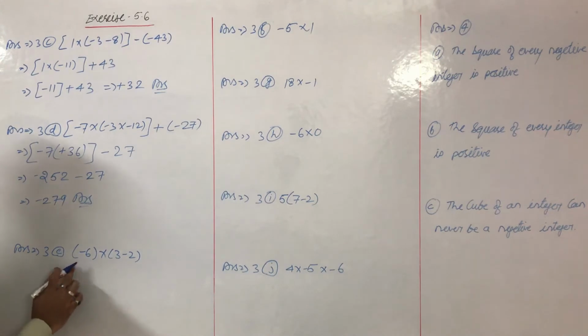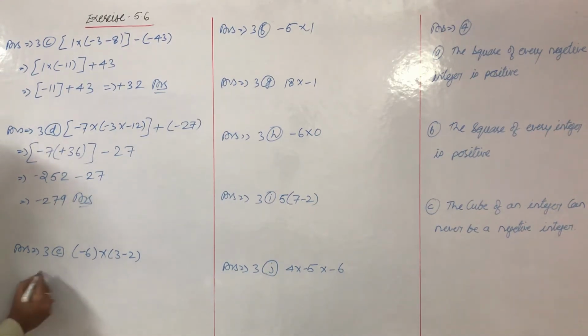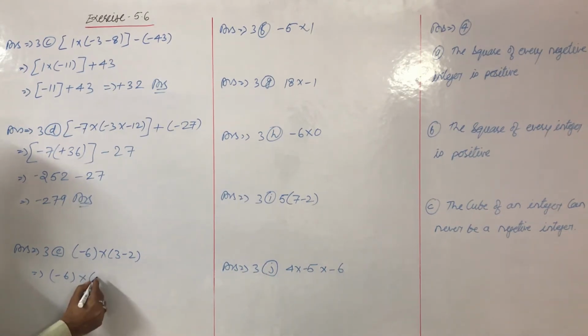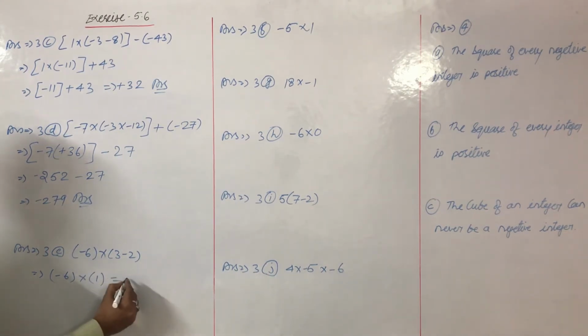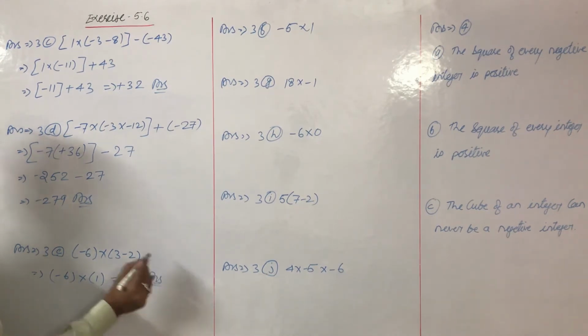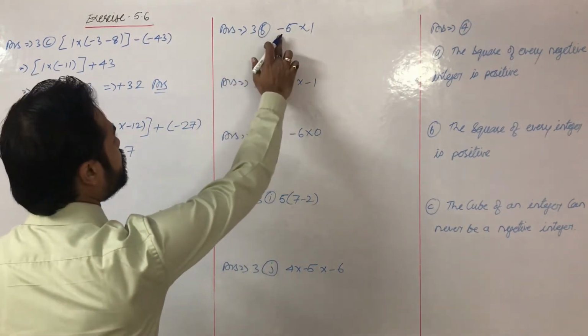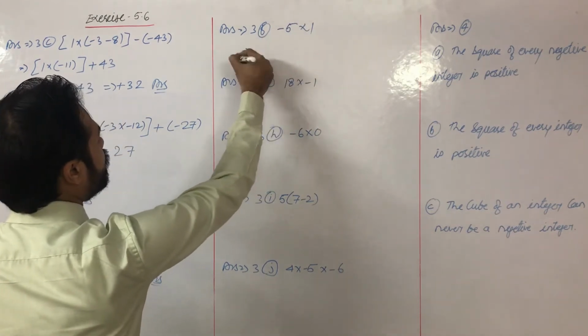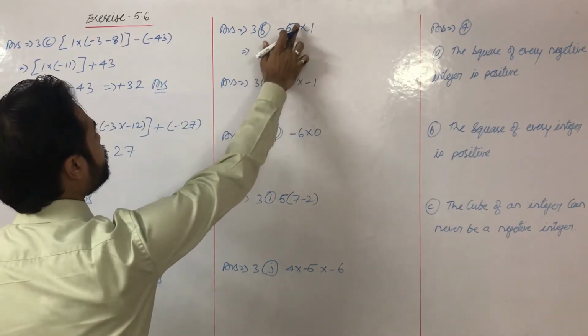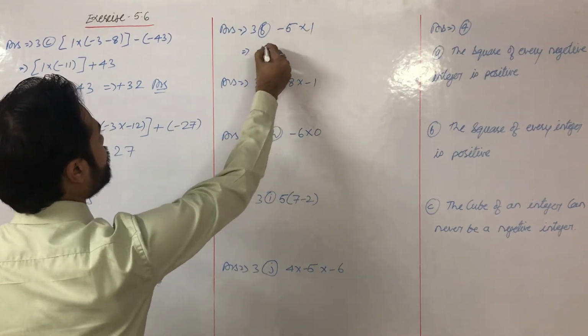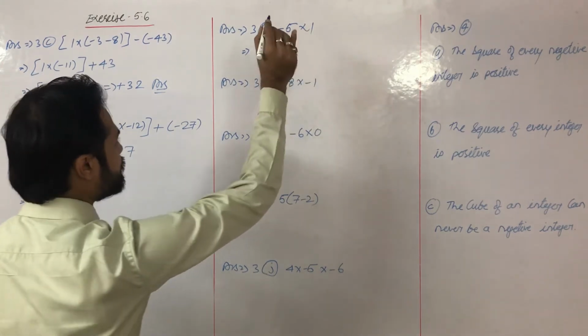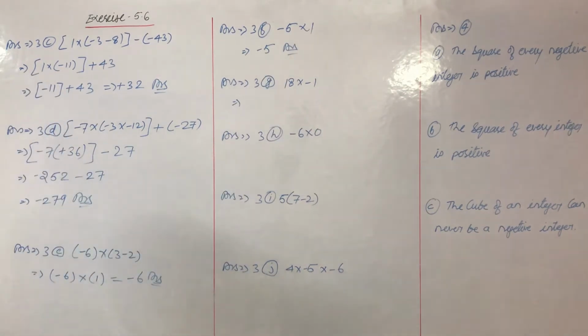The next, third part E, minus 6 into 3 minus 2. So minus 6 as it is, into 3 minus 2 is 1, and minus 6 into 1 is minus 6. So minus 6 itself is the answer. Next, part F, minus 5 into 1, or multiplication of a negative integer by 1. So we'll get minus 5 only. This is the final answer.